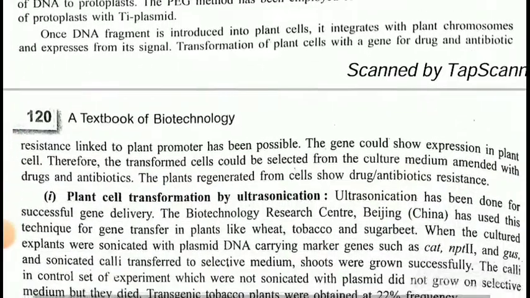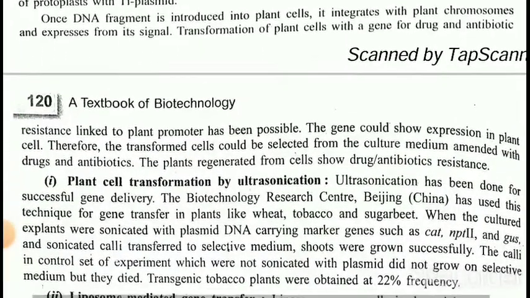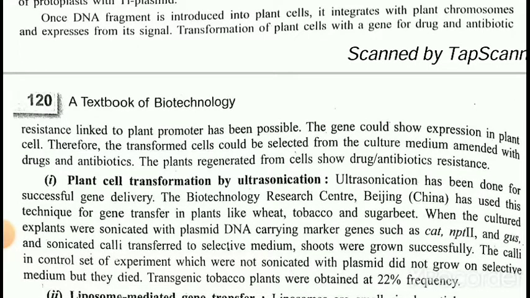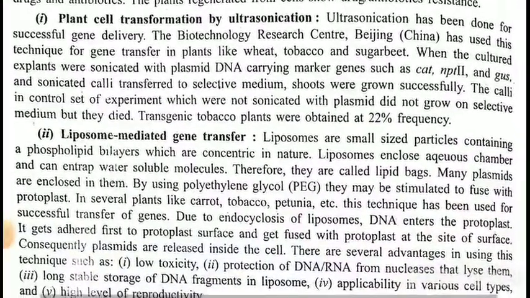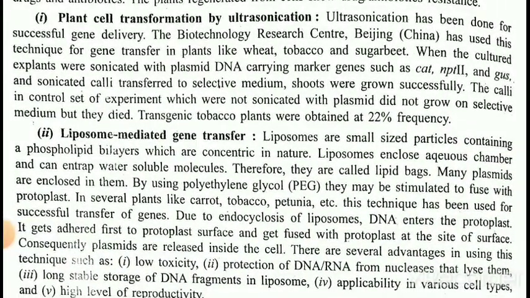Once the DNA fragment is introduced into plant cells, it integrates with plant chromosomes and expresses from its signal. Transformation of plant cells with a gene for drug and antibiotic resistance linked to a plant promoter has been possible. The gene could show expression in plant cell. Therefore, the transformed cells could be selected from the culture medium amended with drugs and antibiotics. The plants regenerated from cells show drug antibiotic resistance.